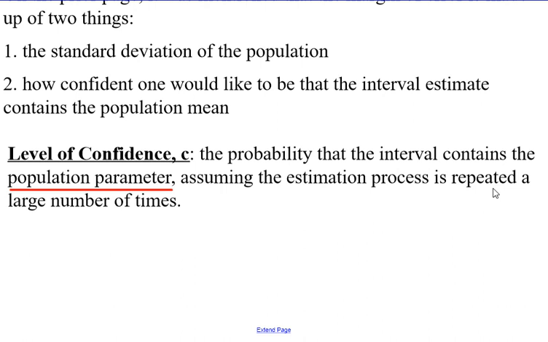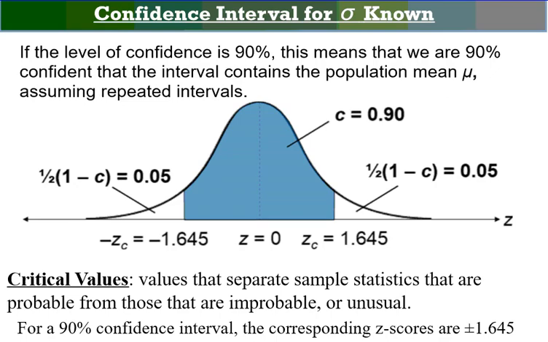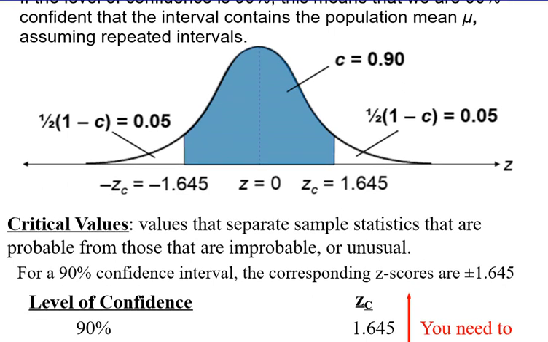Any interval that we form is either going to have the actual value or it will not. But if we conduct that interval 100 or 1,000 times over, it will form different intervals, and our level of confidence is the probability that all of those are going to actually have the true population parameter. If the level of confidence is 90%, that means we'd be 90% confident that the interval actually contains the population parameter mean that we are after, assuming this process is repeated over and over and over again.